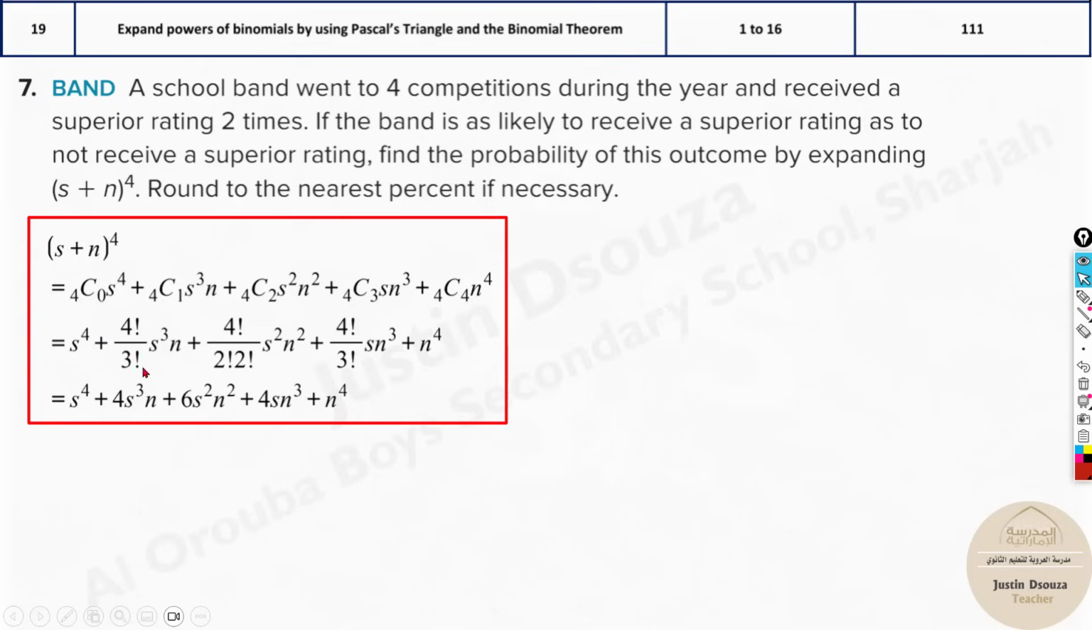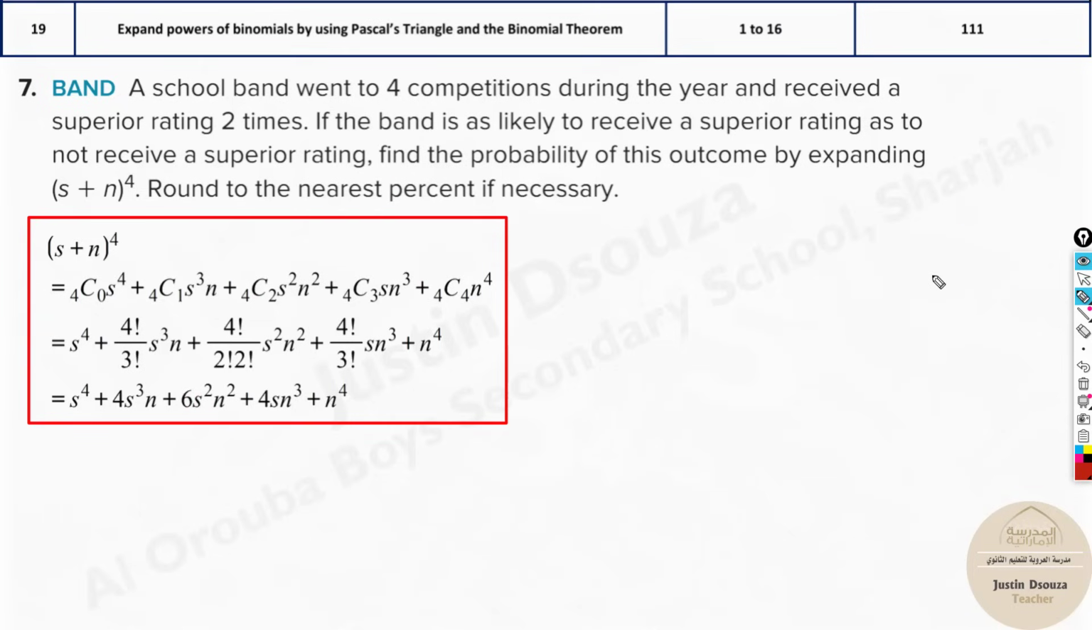If they asked you, say, 3 times superior rating and 1 time not having, then this would be the term. But now since they have told received a superior rating 2 times, if the band is as likely to receive the superior rating as to not receive it, that means both are the same. If this is 2, this must be 2 too, sorry. Now this is 6 s squared n squared.